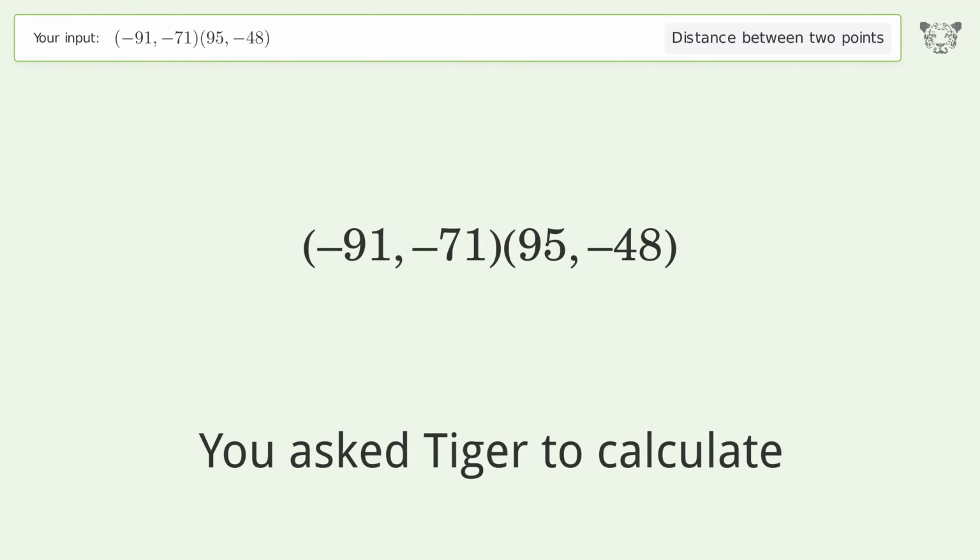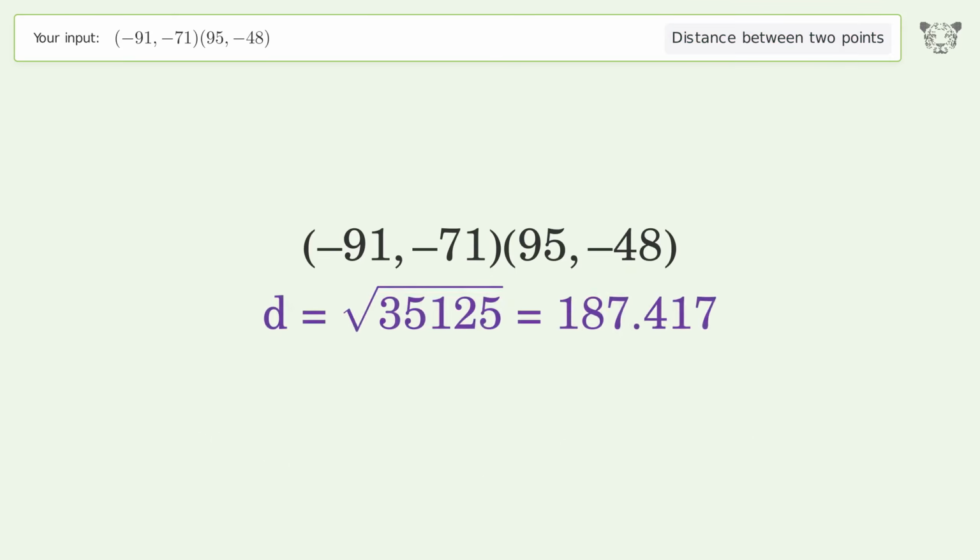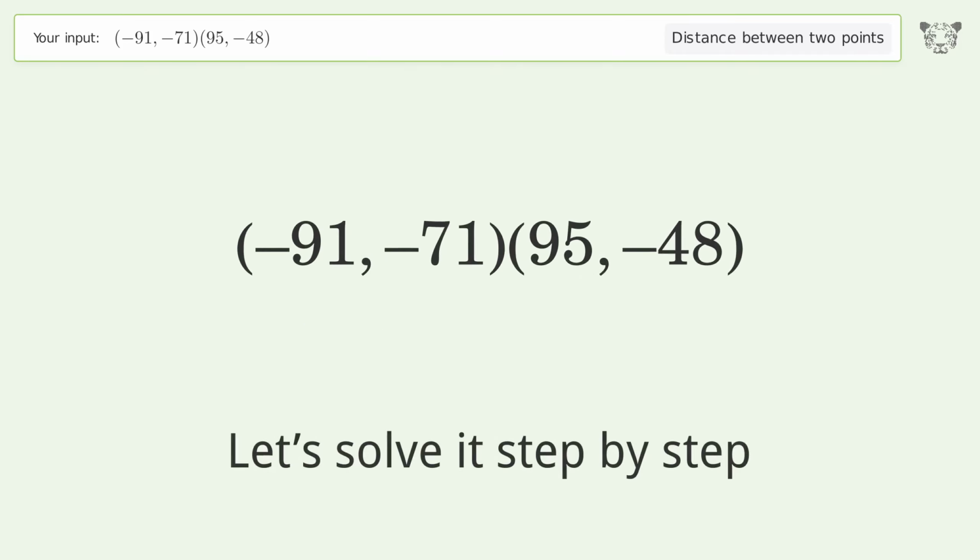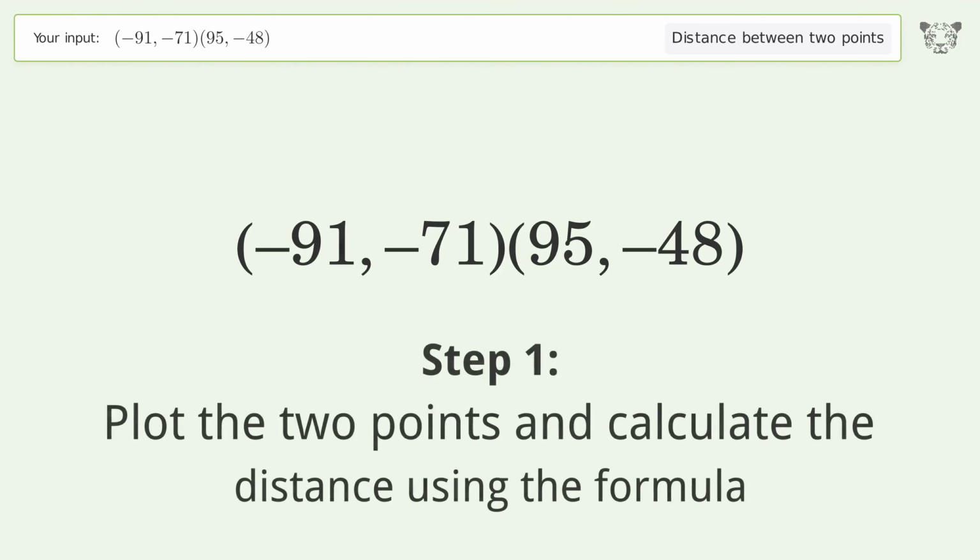You ask Tiger to calculate. This deals with the distance between 2 points. The distance between the 2 points is the square root of 35,125, or 187.417. Let's solve it step by step. Plot the 2 points and calculate the distance using the formula.